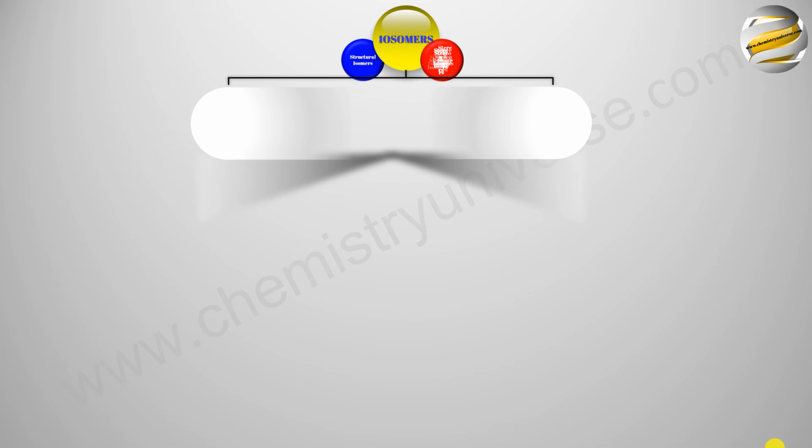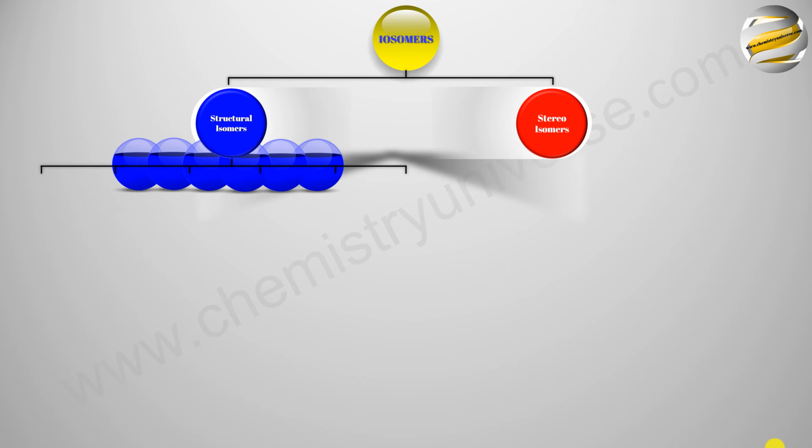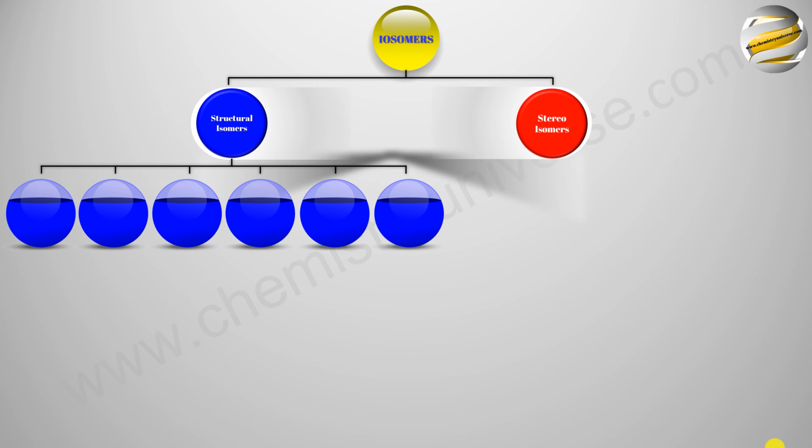So isomers are categorized into two categories, and they are structural and stereoisomers. Remember, structural are the ones in which the basic structure, arrangement of atoms is different. Stereo are the ones in which the orientation in space is different. Now, structural come in 6 varieties. There are 6 varieties of structural that we have to study.